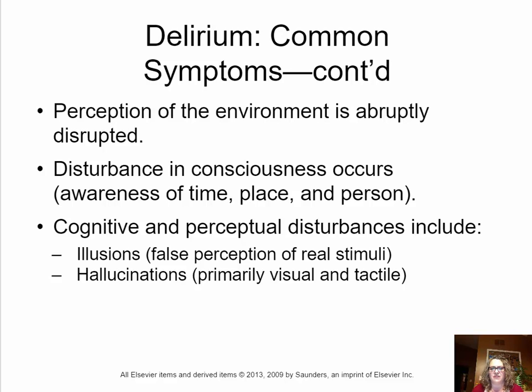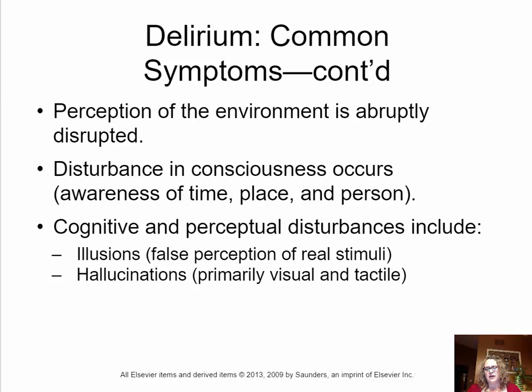Other symptoms, their perception of the environment is abruptly disrupted. So even though they may be coherent and understand the current situation and environment, all of a sudden they're acutely confused. They also experience a disturbance in their consciousness. Suddenly they're no longer aware of time, place, or person. And then again, there are fluctuations in their consciousness.